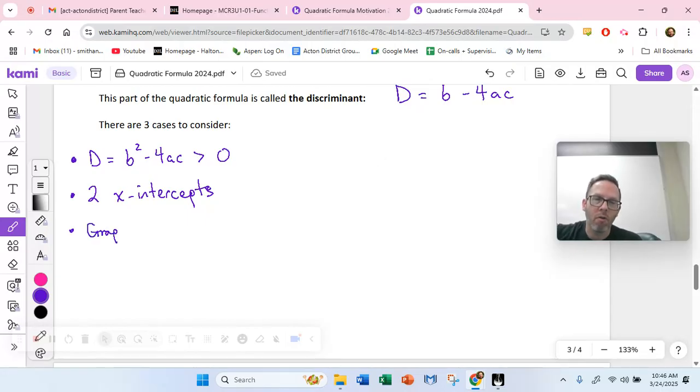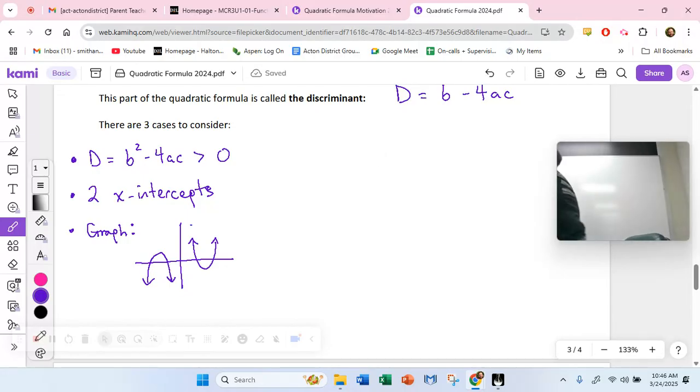And you will also know what the graph looks like in a way. The only way that can happen is if you have a parabola that opens down with its vertex above, or a parabola that opens up with its vertex below. So positive discriminant, b squared minus 4ac is a positive number. You add one thing, you subtract another, 2 x-intercepts. Bingo, bango, bong.